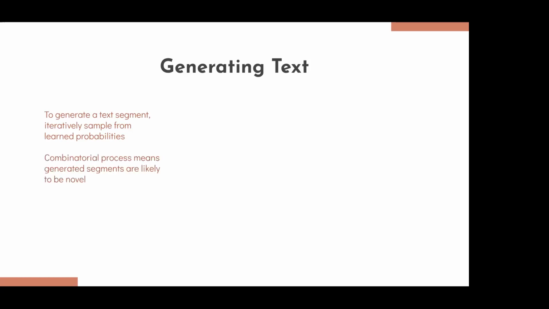And this is a combinatorial process where, because you're iteratively sampling, it means that the generated segments are likely to be novel. So they might look like something that's been seen in a story that your model saw, but it's combinatorial, so there's many different opportunities to sample different things, and that's why you end up with something that looks kind of human authored, but isn't quite exactly what you've seen in a text. This is a common thing.